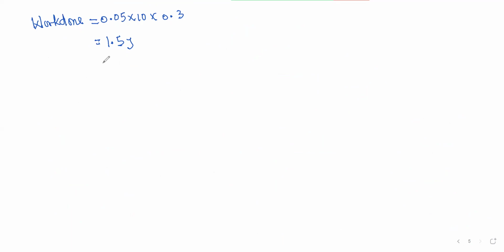So that would also change our value. And what will be the new value? The 0.15 joules. Yes, please. Thank you.